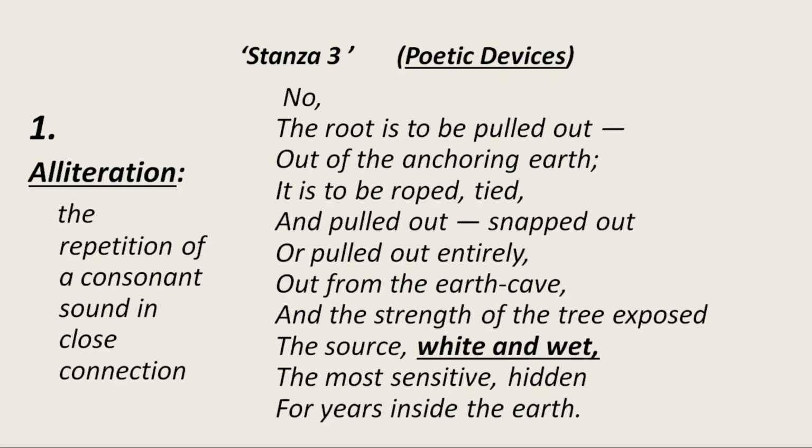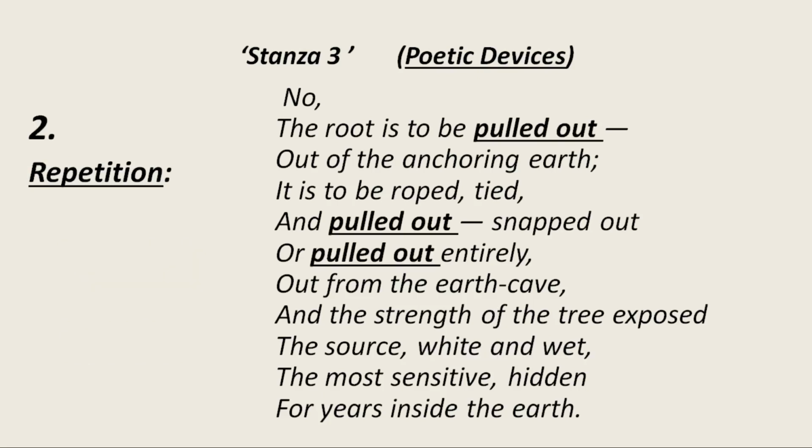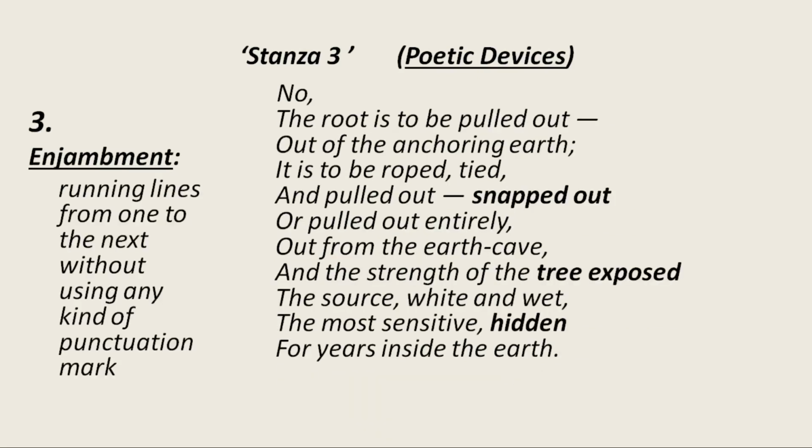Third stanza, first poetic device is alliteration. See the third last line, the source white and wet. W sound is repeated in white and wet. So this is alliteration. Next is repetition. Very simple. You can see the underlined words. Pulled out is used 3 times in first line, fourth line and fifth line. So it is called repetition.